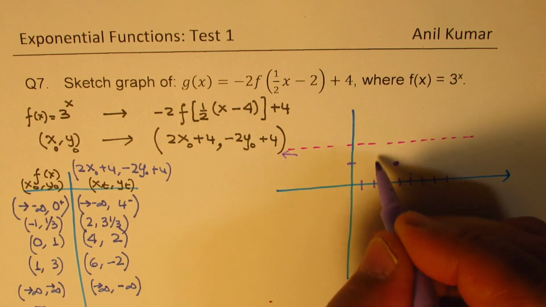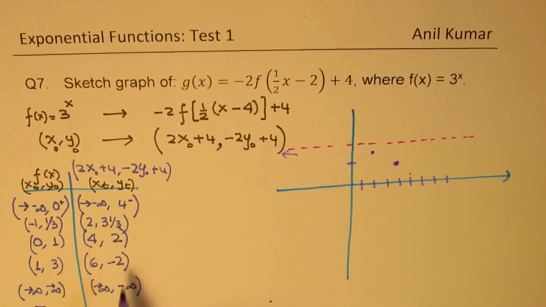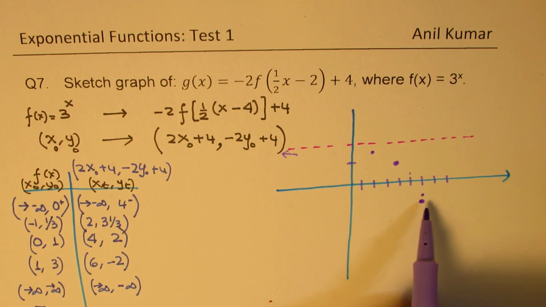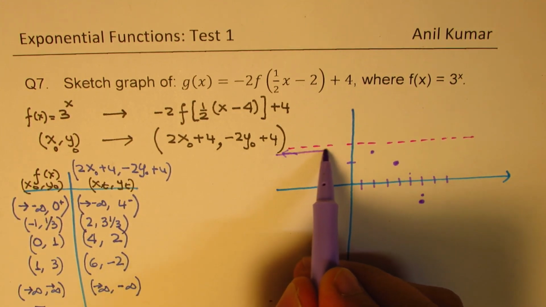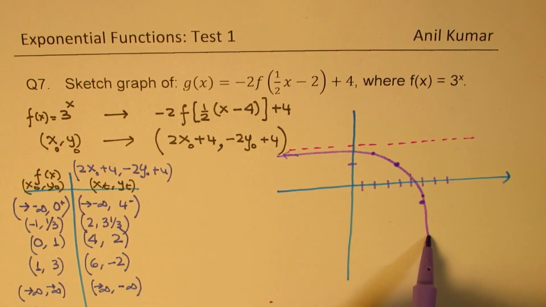At 2, slightly more, kind of like this, so we will be approaching this part. At 6, we have minus 2, right? So that could be a better estimate. We have our points here to sketch, so let me just go like this, connecting these points with a smooth curve, and we get our graph.